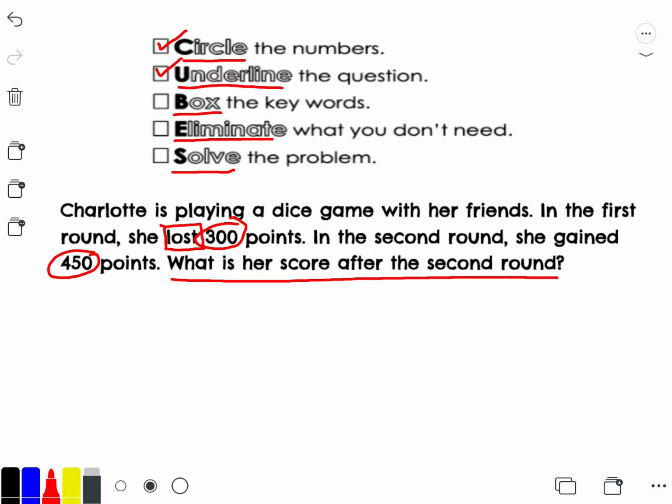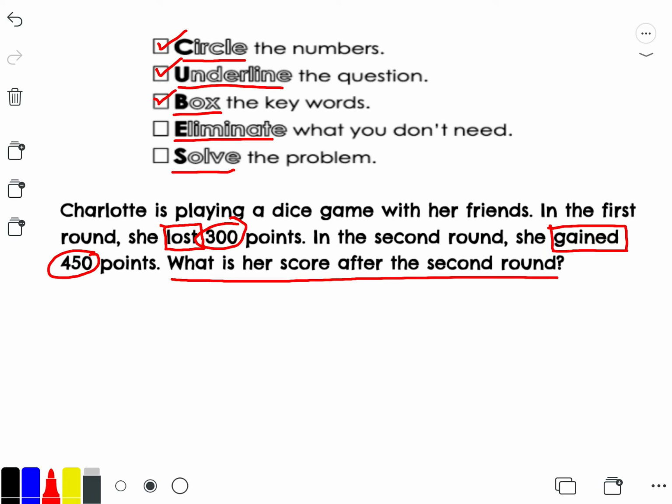All right, now let's read the next. It says, in the second round, she gained 450 points. Do you notice a keyword there? All right, good job. So gained. So what is her score after the second round? That's the question. So I don't think we have any more keywords that's going to help us.